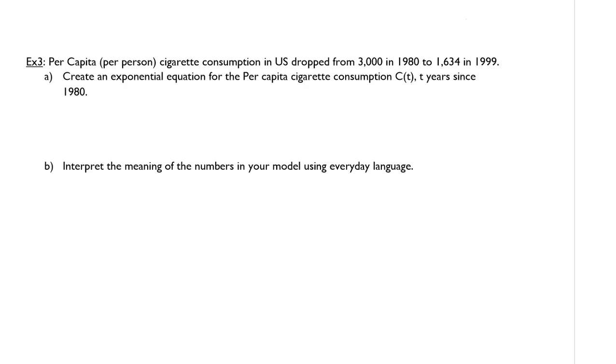So the per capita, or per person, cigarette consumption in the US dropped from 3,000 in 1980 to 1,634 in 1999. Create an exponential equation for the per capita cigarette consumption, C of T, where T is years since 1980. So we know that we're starting in 1980, and 1980 equals T equals 0.